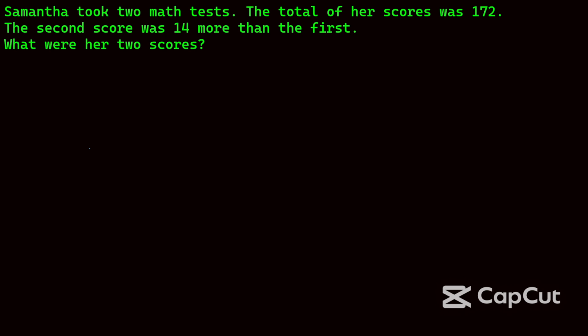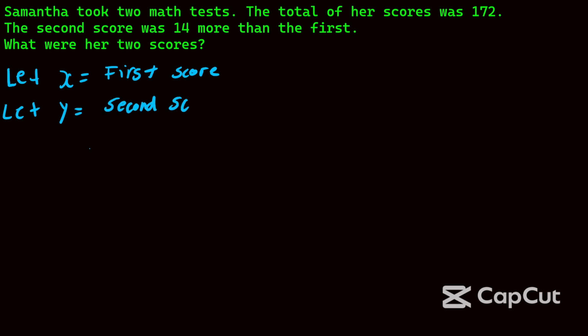Okay. Again, we have this down. First step, variables. And what are they asking? They're asking for her 2 scores. So I'm just going to use x and y, right? So let x equal first score, and then let y equal second score.